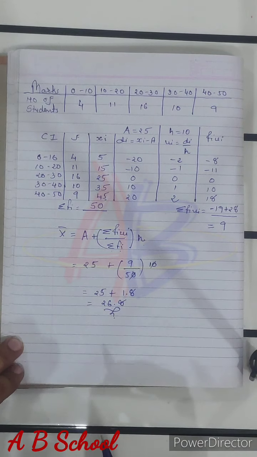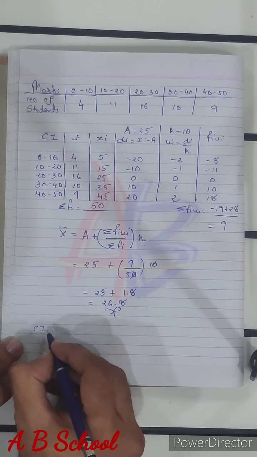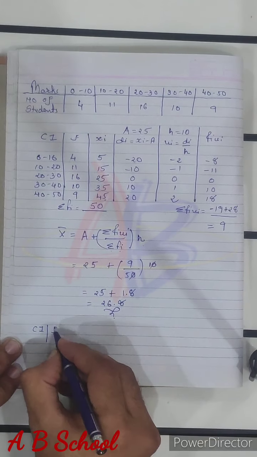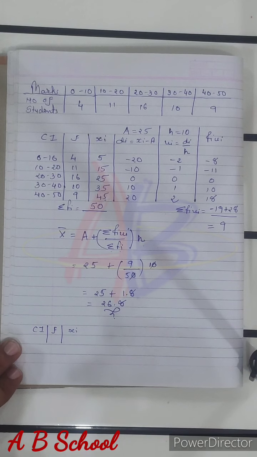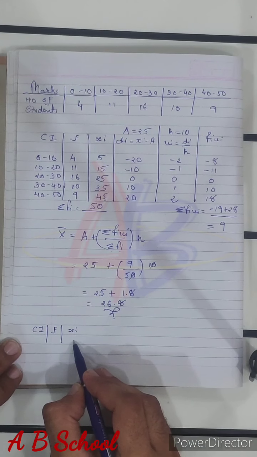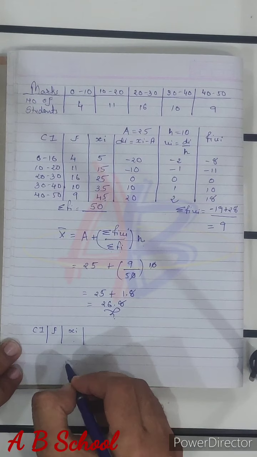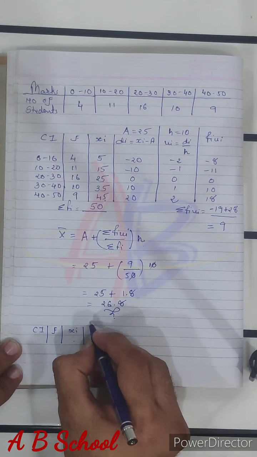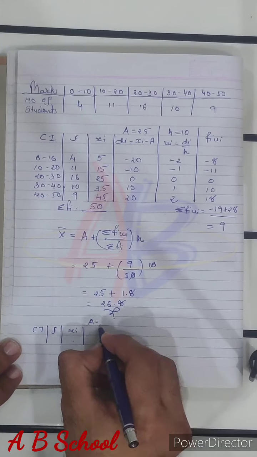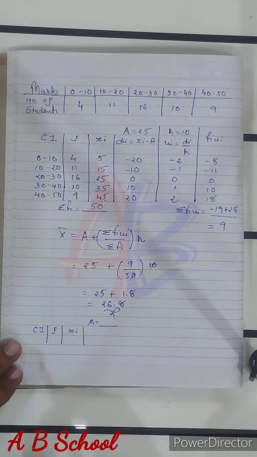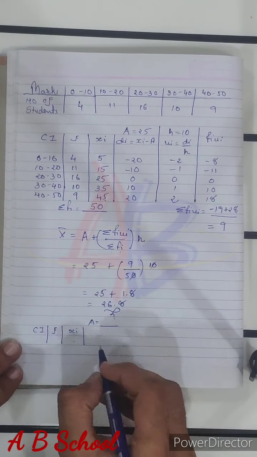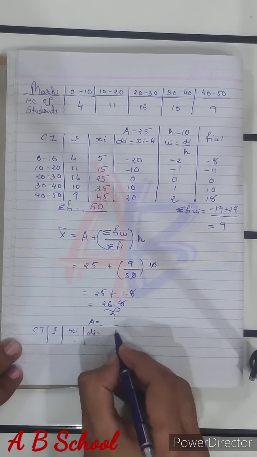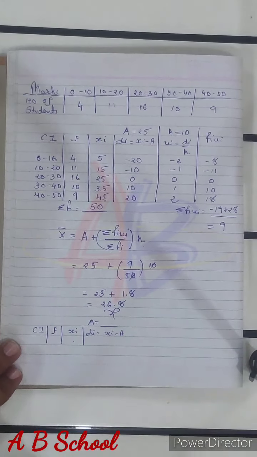Let us revise what we have done. First, class interval will be given to us. Frequency will be given to us. Then we'll find xi by adding lower limit plus upper limit divided by 2. So this will give us the xi. From the given xi, we'll assume one number as the assumed mean. We'll call that capital A. So now di is equal to xi minus A.